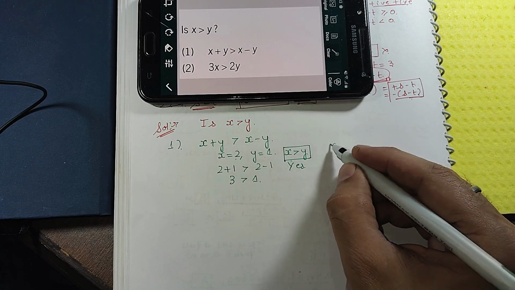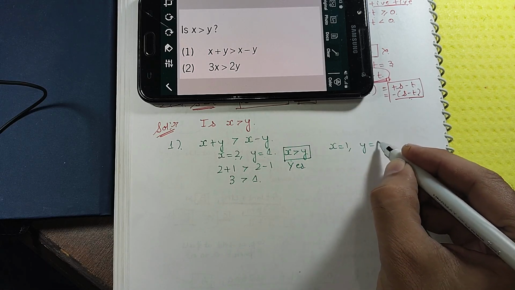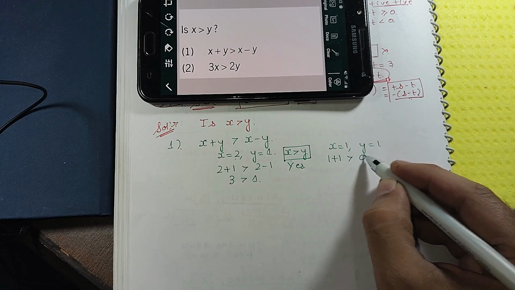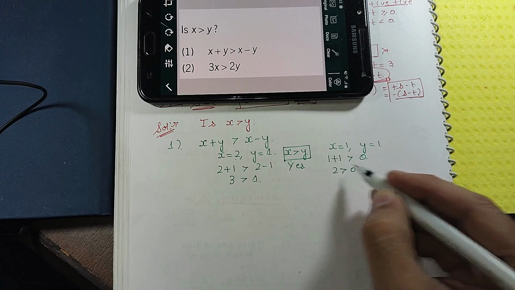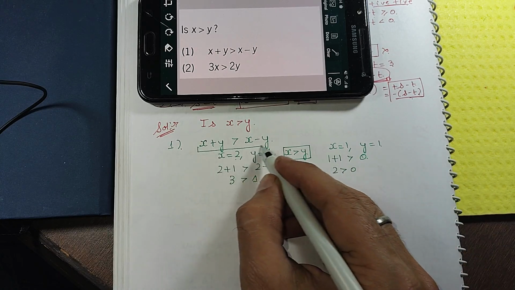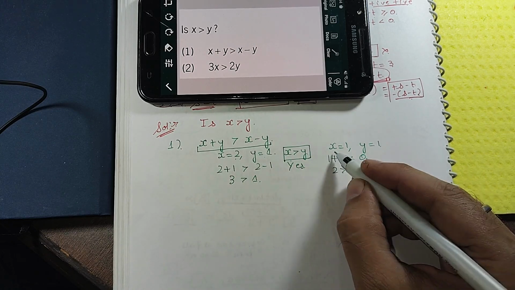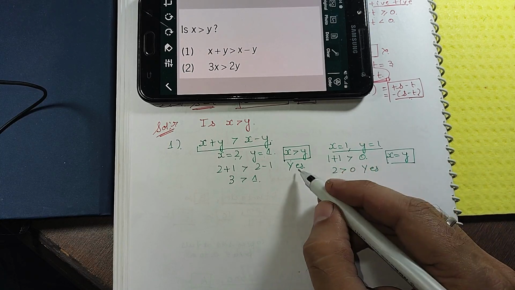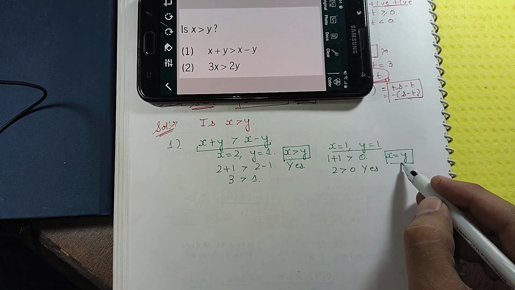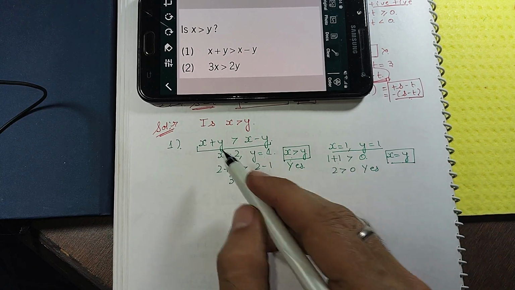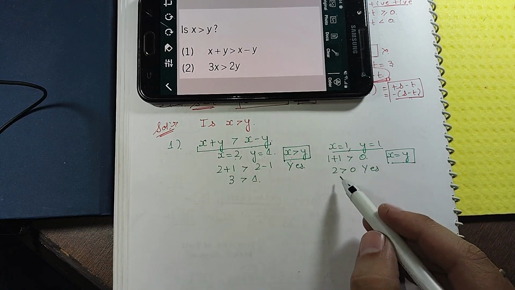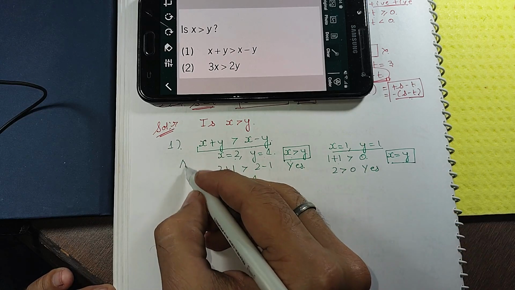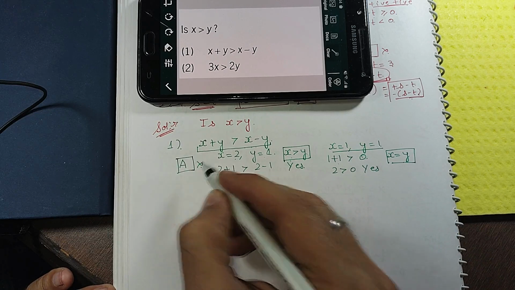If x is equal to 1 and y is also equal to 1, then 1 plus 1 is greater than 1 minus 1, which is 0. So 2 is greater than 0. So we are following the condition that x plus y is greater than x minus y. But the values of x and y are equal. So we can't say for sure whether x is greater than y, because x can be equal to y even though the condition is satisfied. So statement 1 is not sufficient to answer this question.